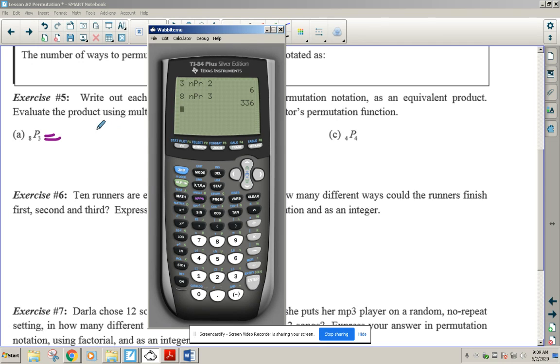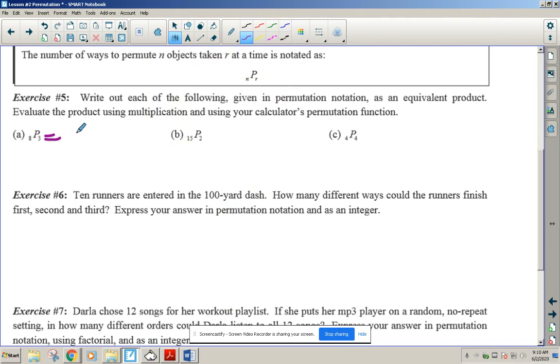And so what really is happening with 8 pick 3 is from 8 numbers, you're taking 8, you're taking the number before it, and you're taking the number before that. So you're counting down from 8, but you're only picking the first 3 numbers from the countdown, 8, 7, 6. And again, this made 336.